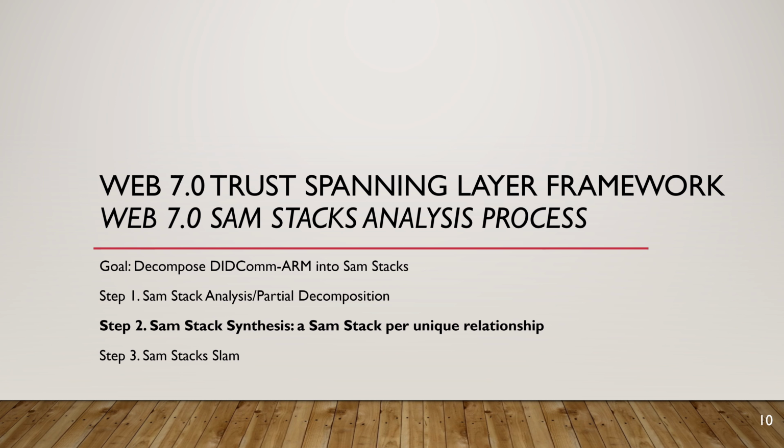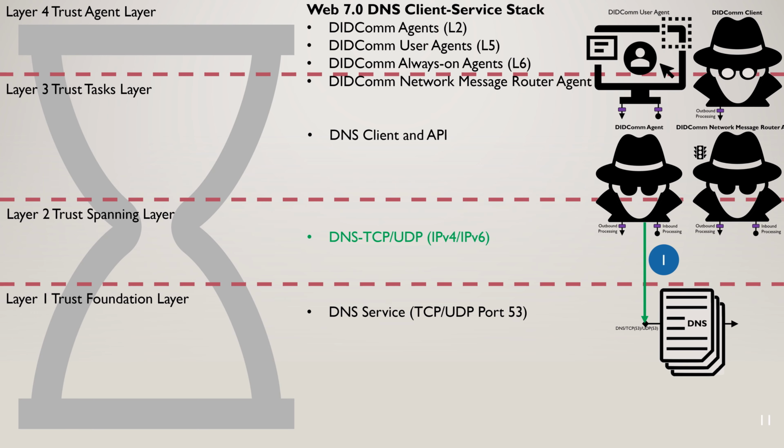And what we're going to create is one SAM stack for each unique relationship, each connection between a pair of elements in the DIDComm-ARM. So here's the first one. This is a DNS client service stack. So we have the 4 DIDComm agents that might need access to DNS. Probably should be all 5 of them in here.